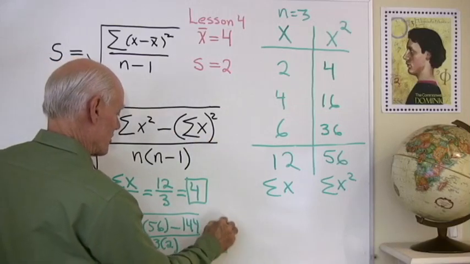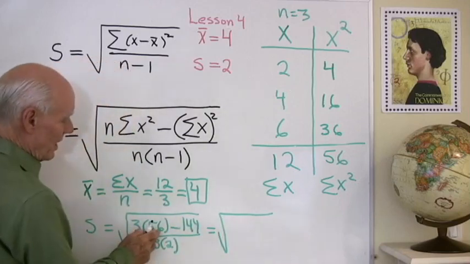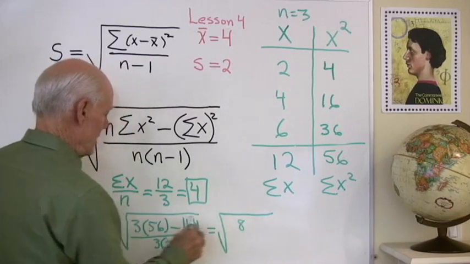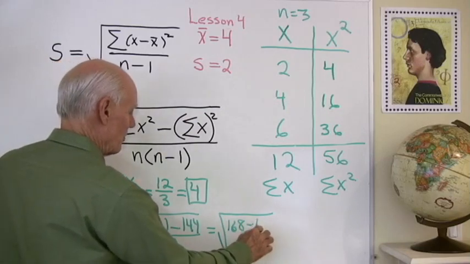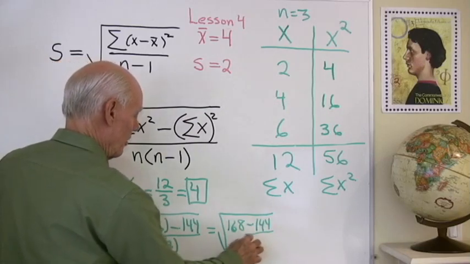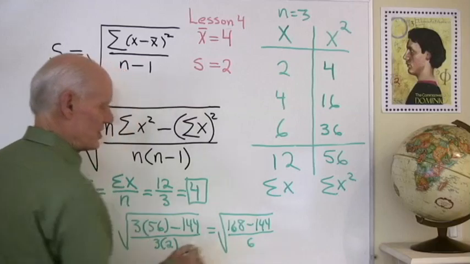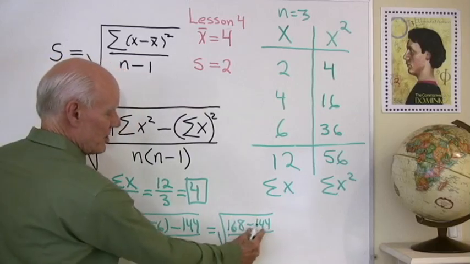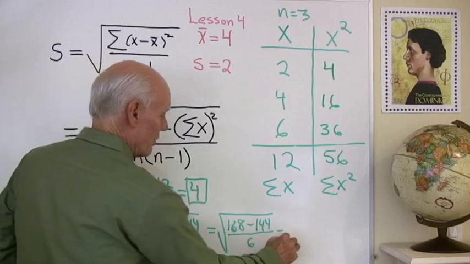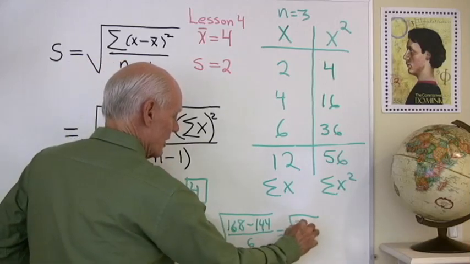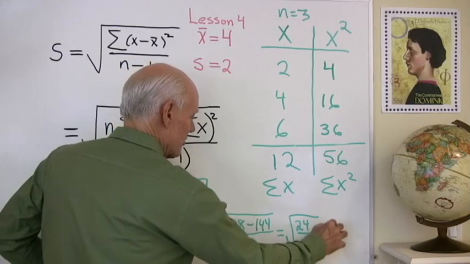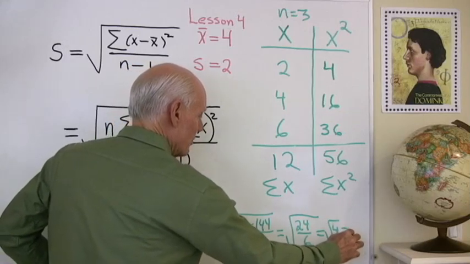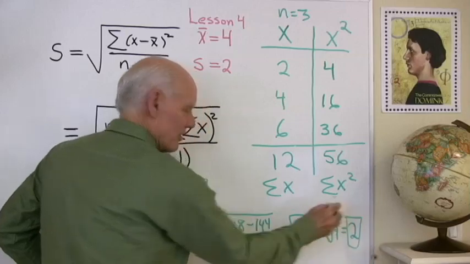Okay, so let's see if I can do this arithmetic. 3 times 56, well, I get 168. 168 minus 144, all divided by 3 times 2, which is 6. Okay, 168 subtract 144 is going to be 24, divided by 6. That's the square root of 4, which is 2. Did I go off the screen?